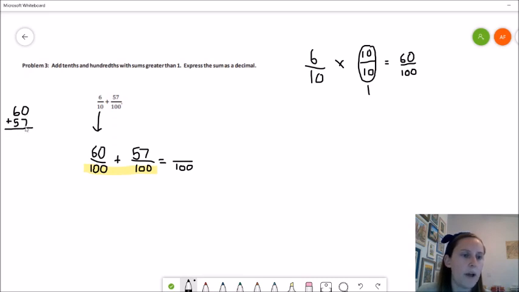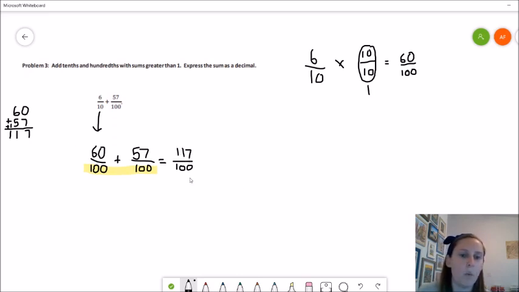All right, 0 ones plus 7 ones is 7 ones. 6 tens plus 5 tens is 11 tens. I would bundle 10 of those together to make 100, and I would be left with 110. Carry my 1 to the hundredths place, and then I have 100. So 60 plus 57 gives me 117.